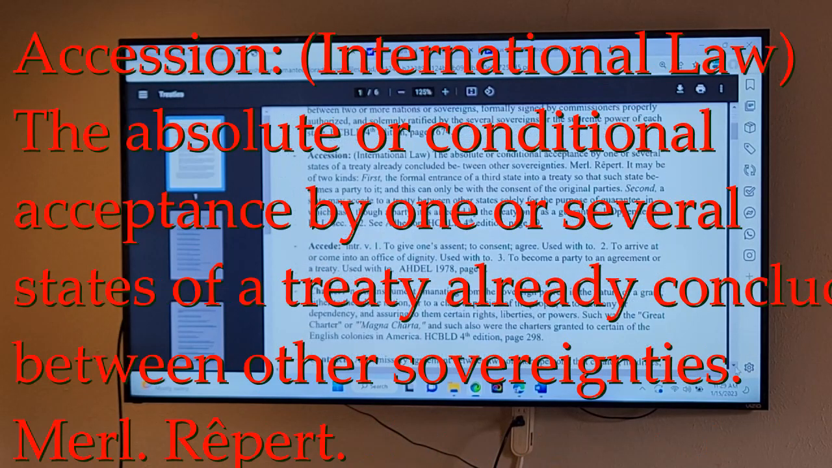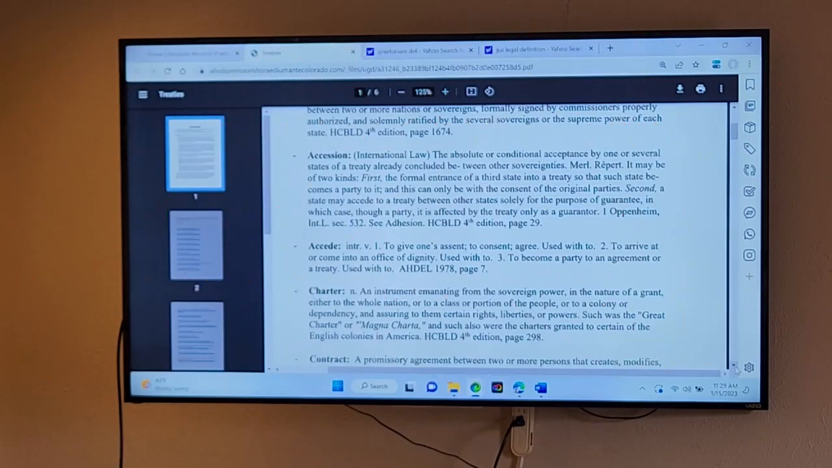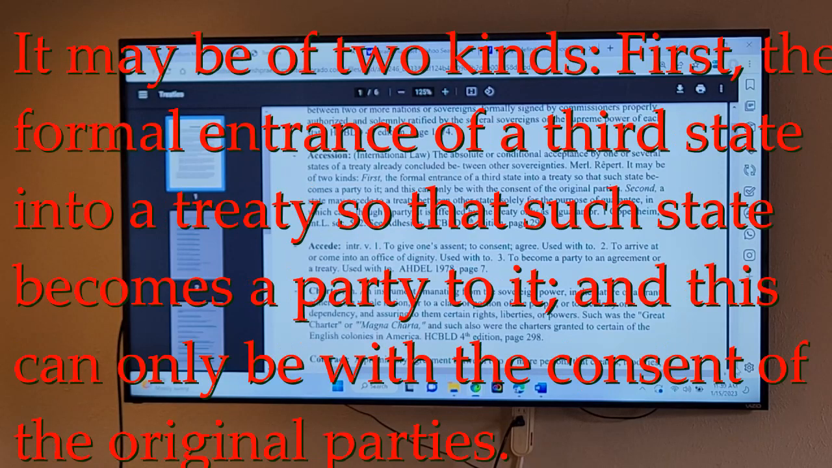Accession: international law, the absolute or conditional acceptance by one or several states of a treaty already concluded between other sovereigns. Merle report, it may be of two kinds. First, the formal entrance of a third state into a treaty so that such state becomes a party to it.